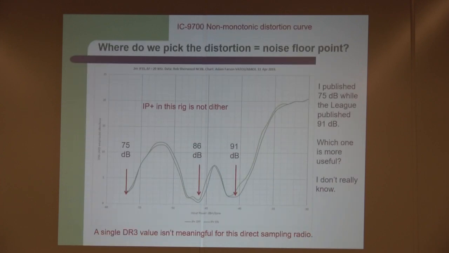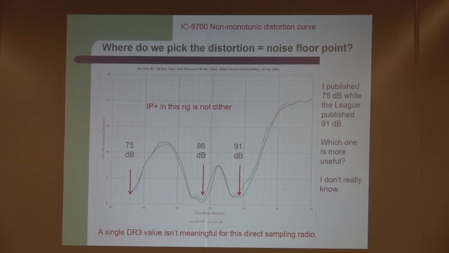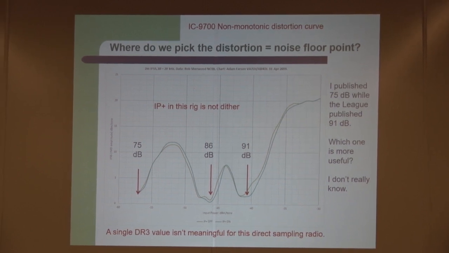here's the distortion curve of the ICOM 9700 VHF UHF. It's 2 meters, 70 centimeters, and 23 centimeters. This is the 2-meter data. And as Bob was mentioning, how many people have the 7300? If you've got the 7300, you're used to a button that says IP+. Well, IP+ is kind of a meaningless term because third-order intercept has no meaning with a direct sampling radio, but that's what they called it. And that's the overload point of the ADC.